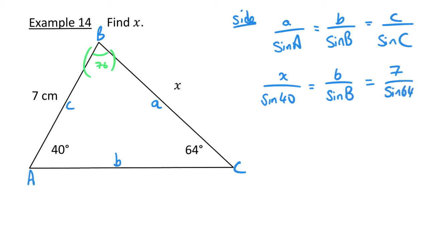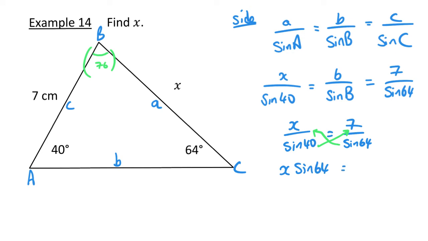And what we can do then is we can forget about the b's. So we've got x over sine 40 equals 7 over sine 64. And what we're best doing at this stage is to cross multiply. And whenever we say cross multiply, we mean bring the sine 40 up to the 7 and the sine 64 up to the x. So we have x sine 64 equals 7 sine 40. And to get x on its own, we have to divide by sine 64. So we'll get x equals 7 sine 40 over sine 64.